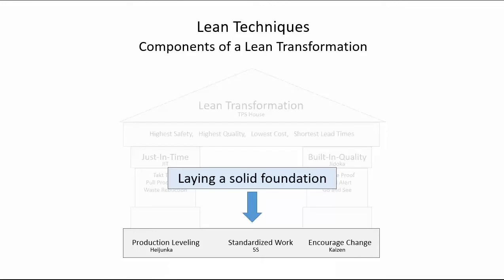As we begin to study this structured approach, let me draw your attention to the foundation. A solid foundation is a critical part of any house. And the foundation of an effective lean transformation includes three key ingredients. They are production leveling, standardized work, and a focus on developing a culture that encourages change. We'll now take a deeper look into each of them.